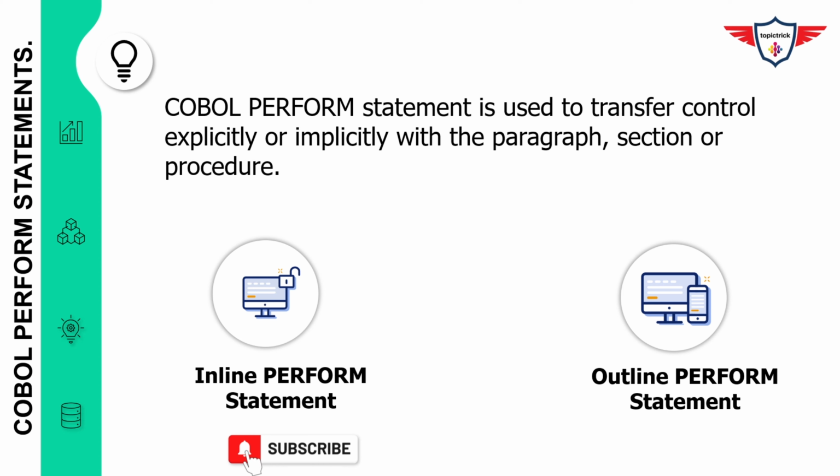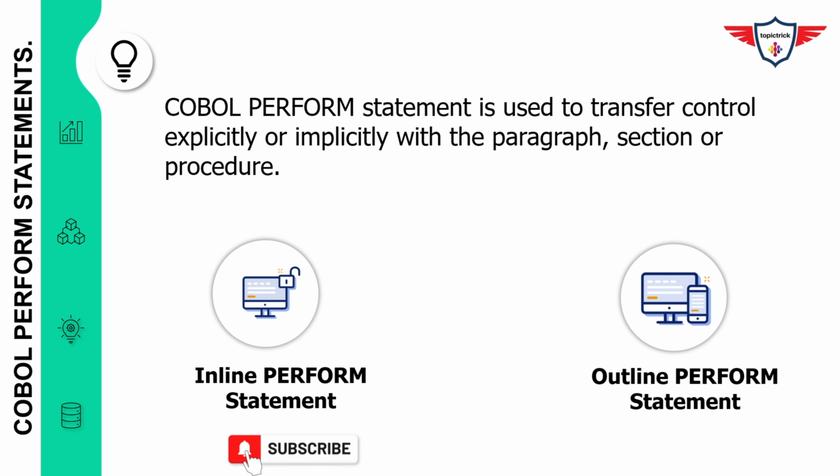Now let's move on to the next section where we'll look at the definition of the COBOL perform statement and the different categories of the perform statement. In layman's terms, the COBOL perform statement is used to transfer control explicitly or implicitly within a paragraph, section, or procedure. The perform statement in COBOL is divided into two different categories. First one is the inline perform statement and the second one is the outline perform statement.